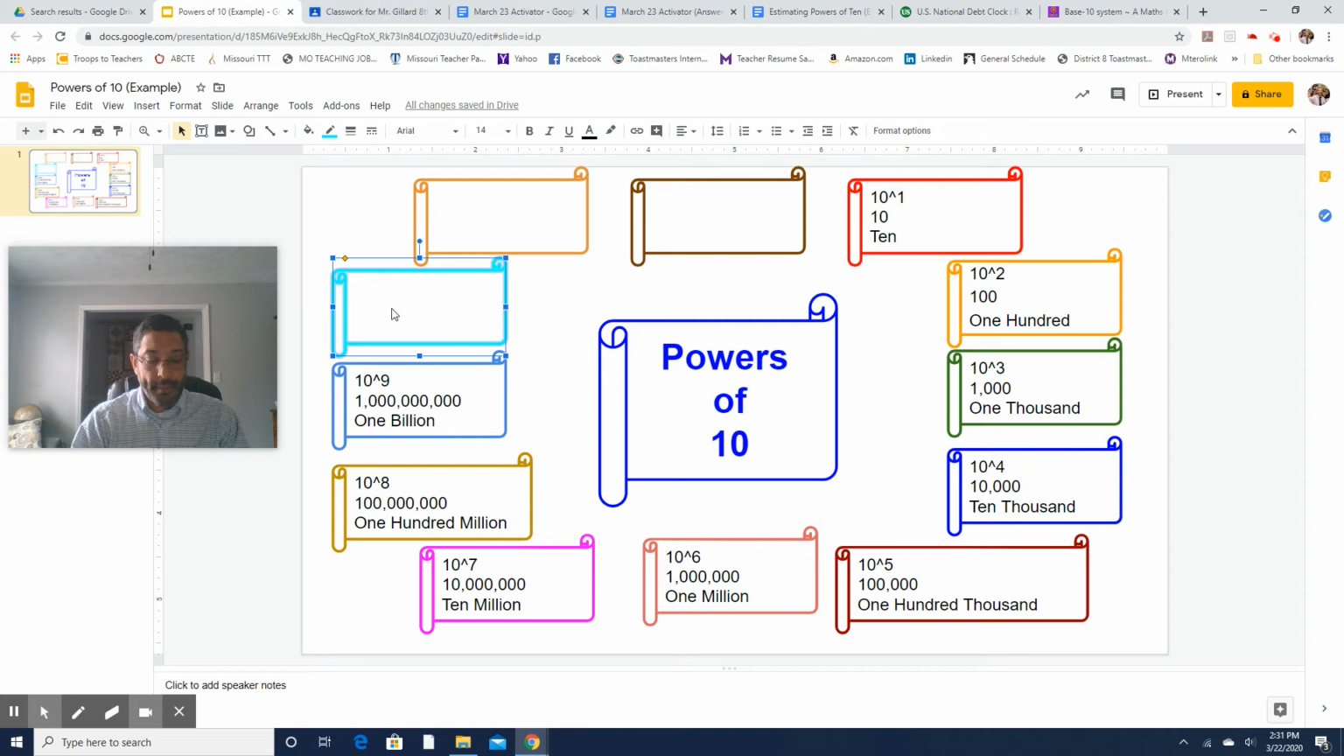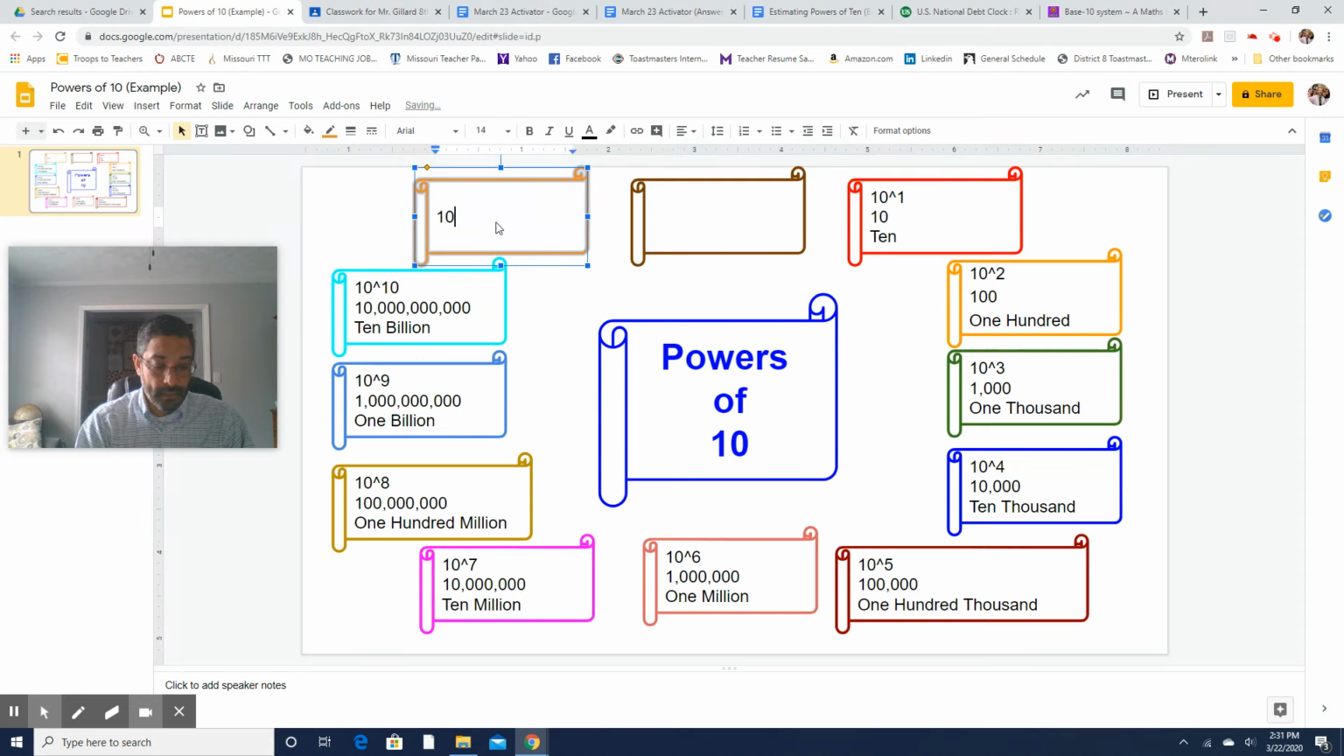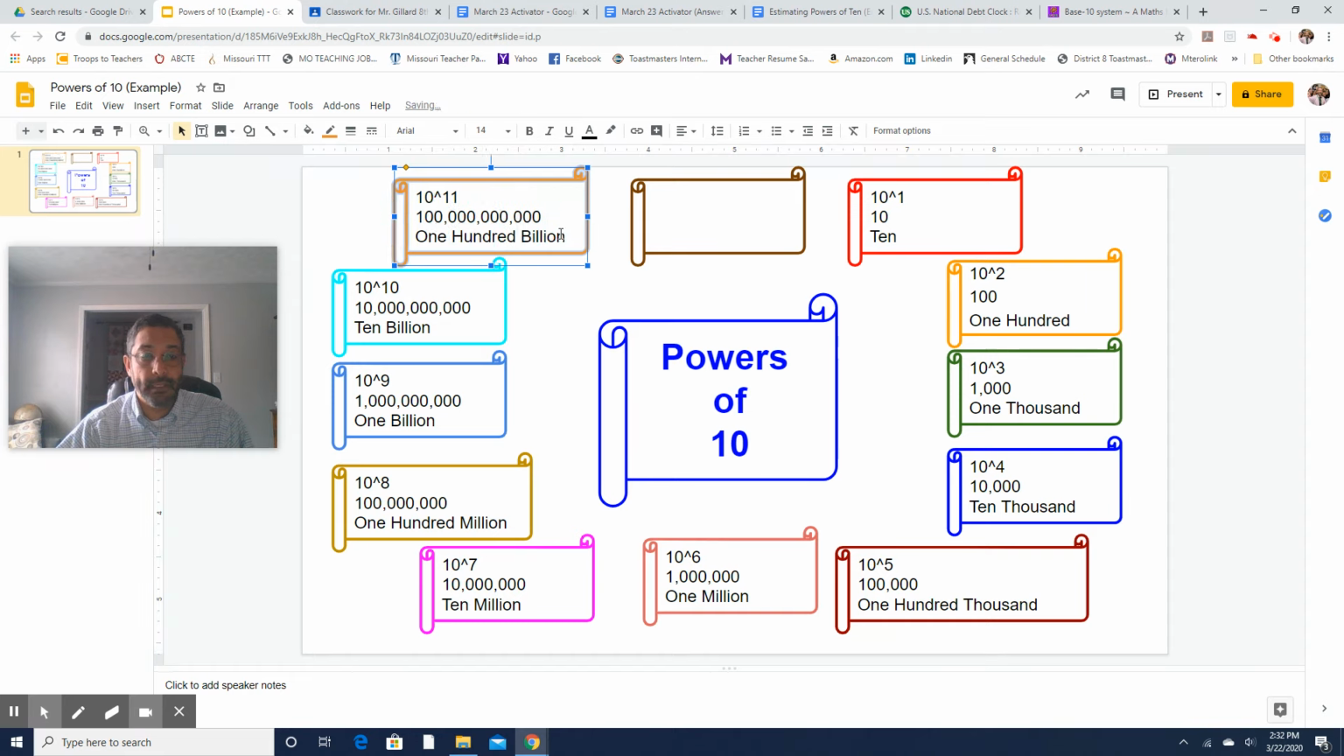Okay? So I come up here, 10 to the 10th power. It's going to be 1 with 10 zeros after it. It gives me 10 billion. And then 10 to the 11th power is going to be 1 with 11 zeros. So you just type 100 and then 9 zeros after 100, and that's going to be 100 billion. Okay? 100 billion. All right.